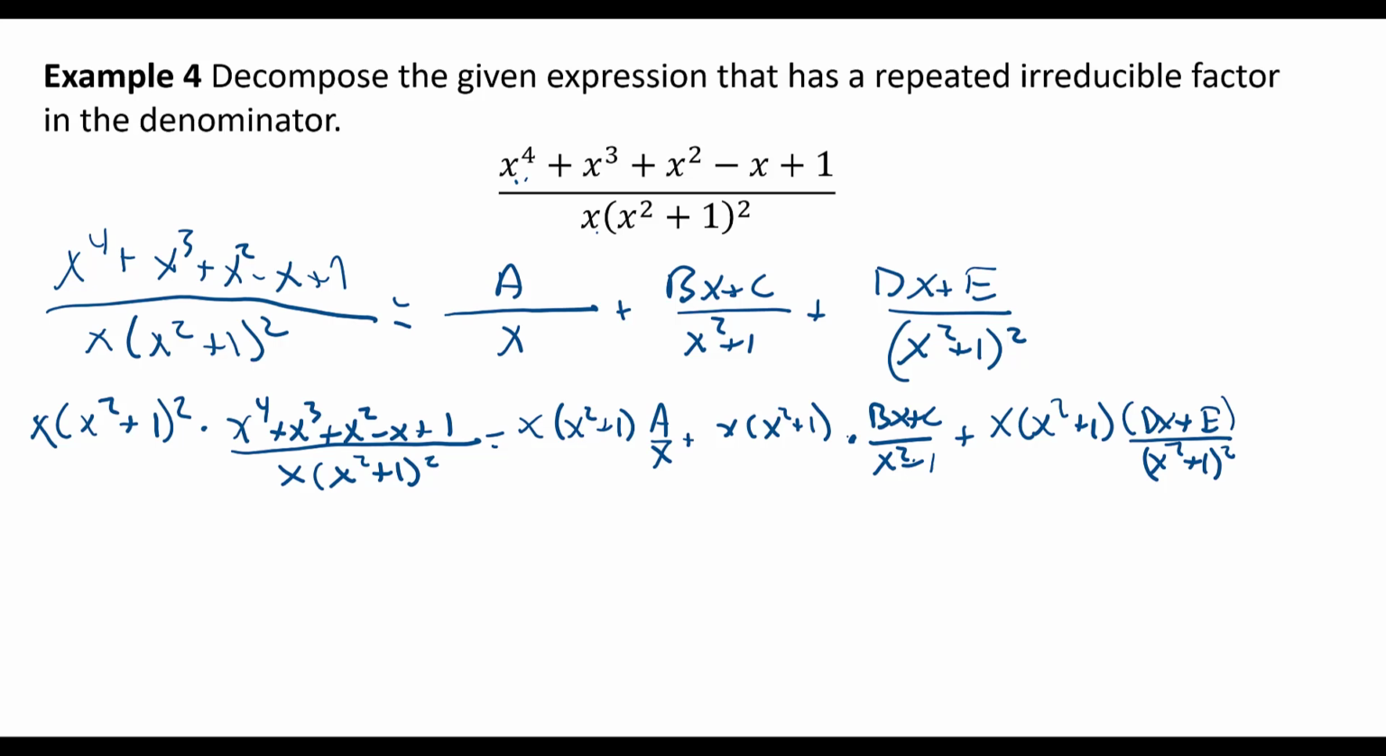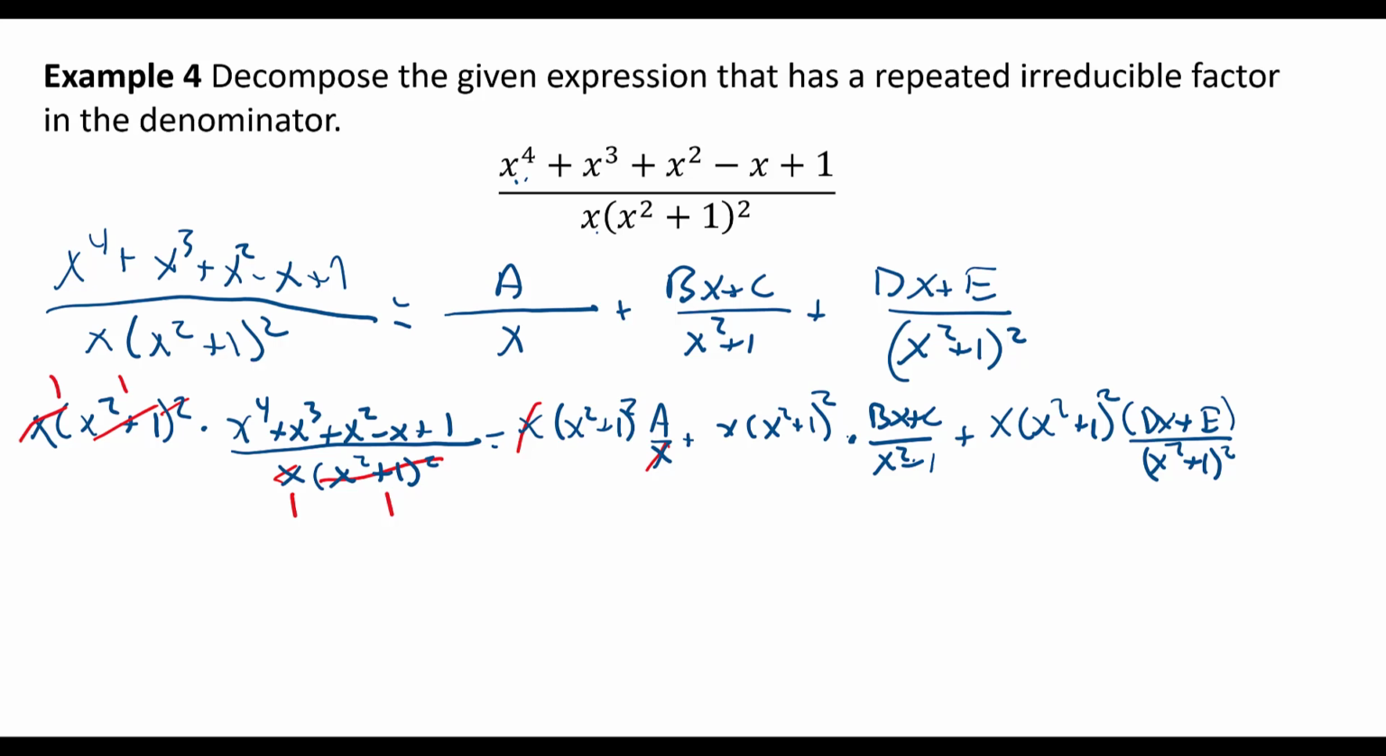And we pull in our red pen and mark off the x's, those divide out, and the x squared plus 1 squared, those divide out. Over here, just the x's divide out. Oh, that was supposed to be a squared here.